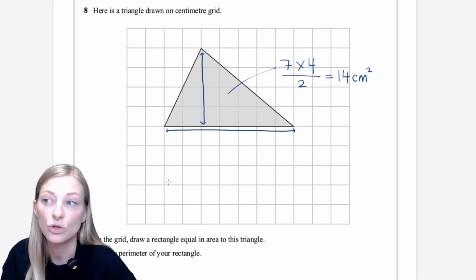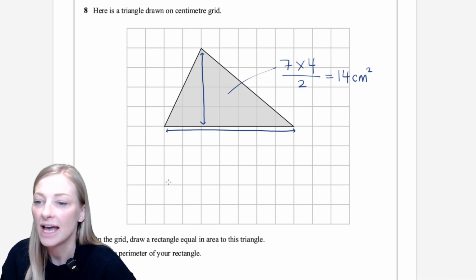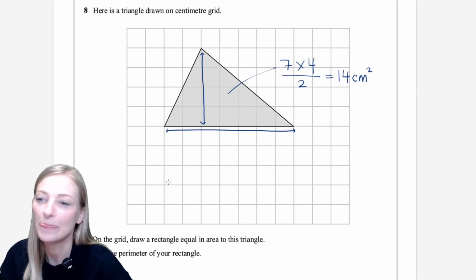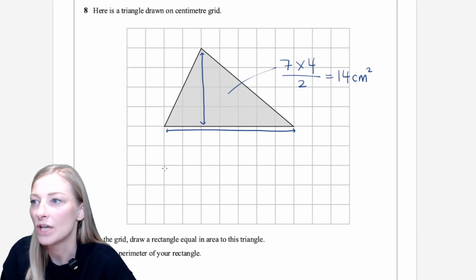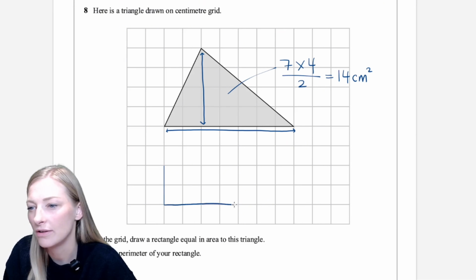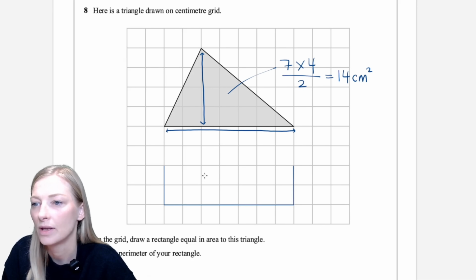You could also do 1 times 14, and I guess that you could probably do 4 times 3.5, but we would want to stick to whole numbers here. So I'm going to do 2 times 7. 2 times 7 is 14. So I'm going to make it 2 tall, and then I'm going to make it 7 wide. 1, 2, 3, 4, 5, 6, 7. 2 tall and 7 wide.